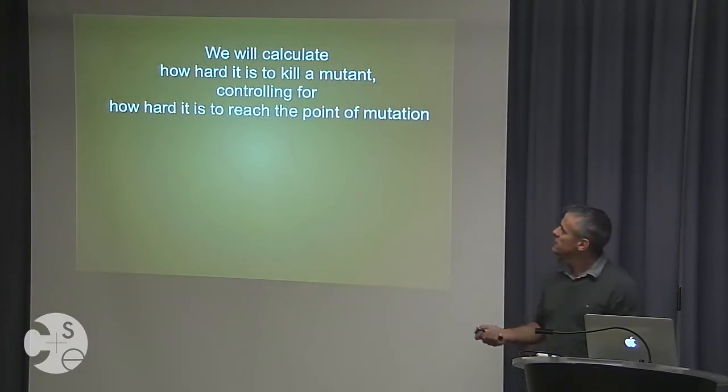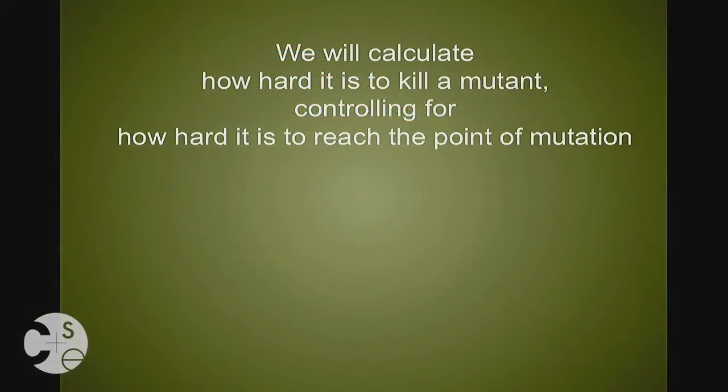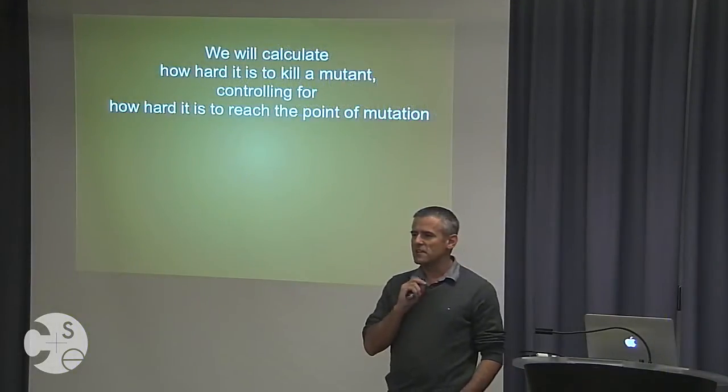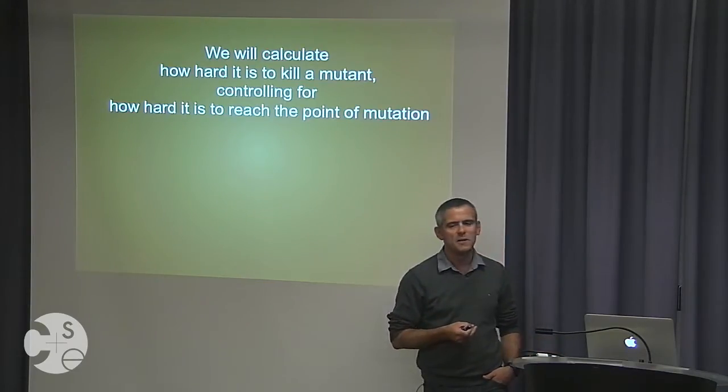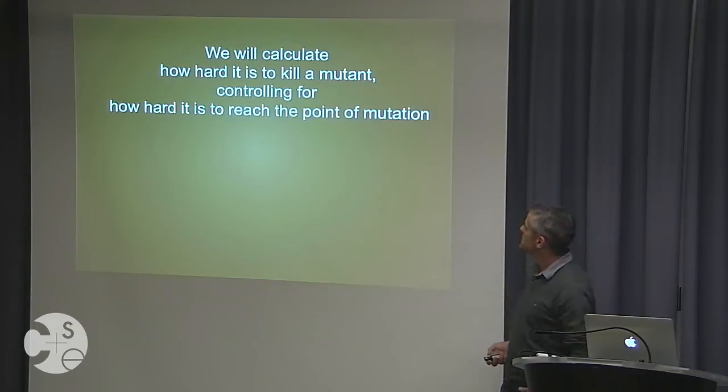Okay. So one of the things we are going to do is control for how hard it is to reach the point of the mutation. All we do there is figure out, with the technology I'll show you in a second, exactly how many values actually reach the point where you're going to make the change. So therefore, you can just use that as the denominator and not the complete input space of the variables.